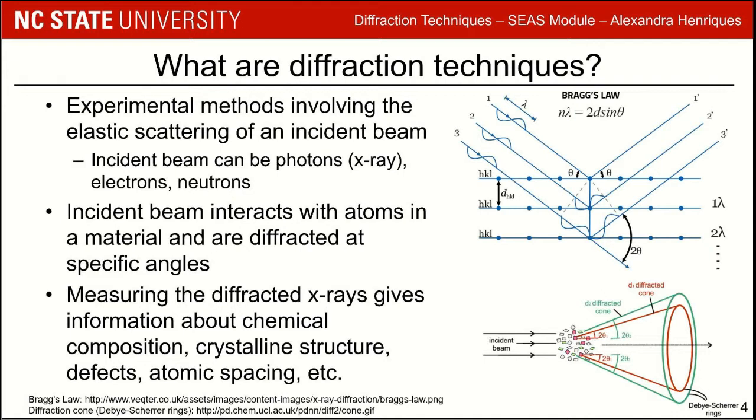In this experiment, an incident beam interacts with atoms in a material, and that beam is diffracted at specific angles. Those angles are dependent on what you see in the figure on the right, which is Bragg's law. If Bragg's condition is met, then there is constructive interference of the incident waves, and you get a measured signal. Measuring the diffracted X-rays gives information about chemical composition, crystalline structure, defects, etc., as mentioned previously.